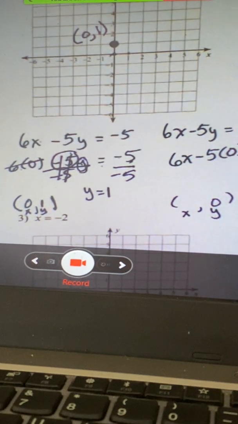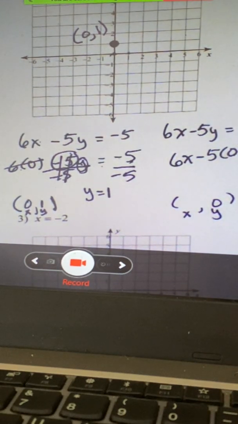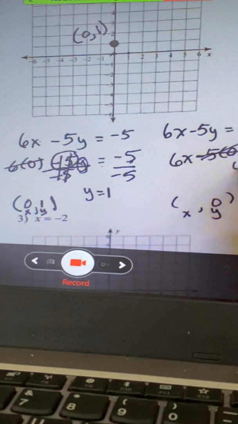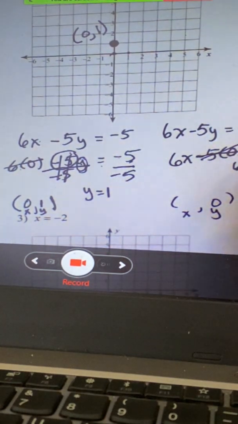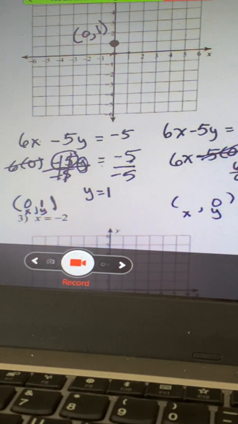We're going to do 4 of these, so don't panic too badly. Okay, -5 times 0 goes away, right? Because anything times 0 is 0. So now I have 6x is equal to -5. I want to solve for x, right? How do I solve for x? I'm going to divide by 6. These 6's cancel out. I have -5 divided by 6.